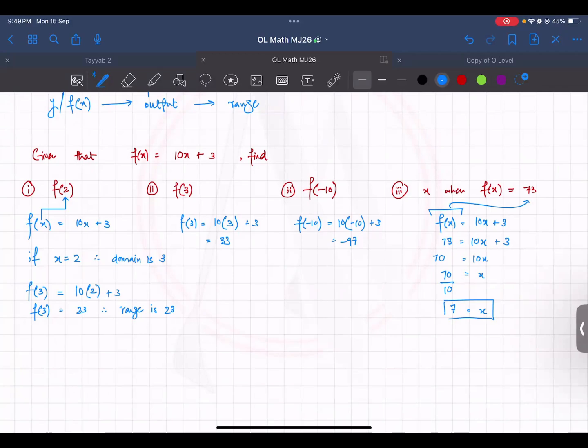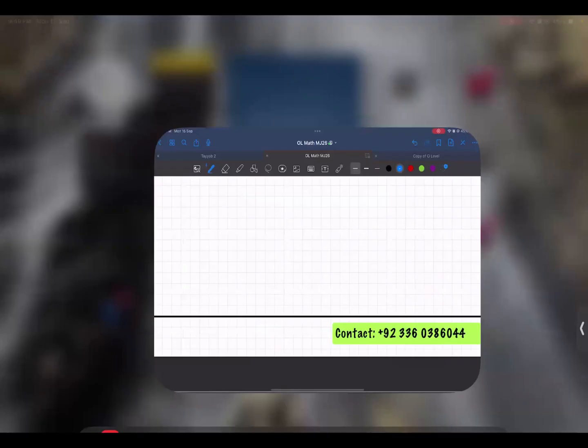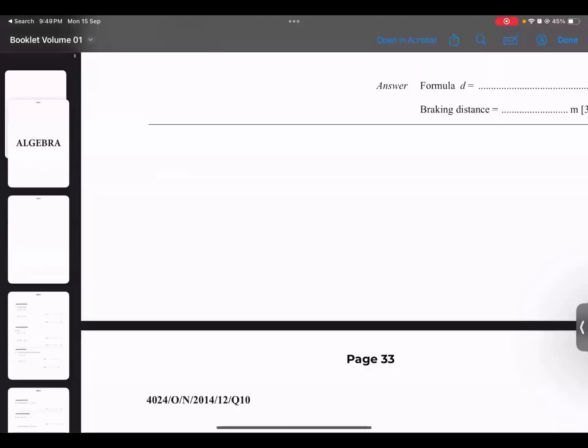So this is the basic thing. This is the essence. This is the easiest part, and I think it's the easiest of the chapters. Let's take a past paper question. You will see the past paper questions are very, very similar to this.